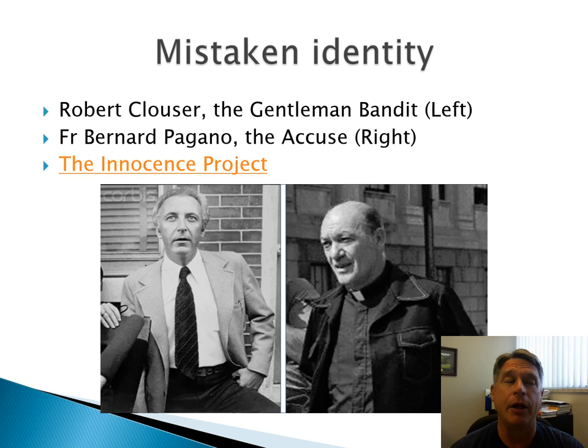And guess what? He's the only one wearing black pants, black shirt, black jacket, and a white collar. And witnesses and others had read that the person that had committed this crime was wearing black pants, black shirt, black jacket, and so on. They didn't say anything about the collar, but people turned around and actually chose out of the lineup. They didn't pick Robert Clouser. They picked Father Pagano. They said, that's the man. That's the man that shot that poor guy in there. And so here he is in a lineup, all right, just as a filler. And the next thing you know, he's in prison.